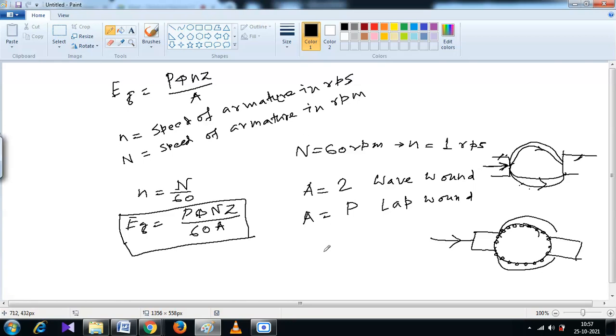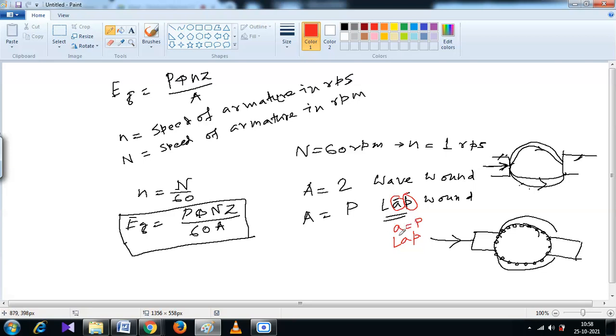And how to remember that? Either the number of parallel paths is 2 or P. And how to remember the lap type? In the word lap you can easily see there are two letters, one is A, another is P. So you have to remember that A is equal to P. That is lap type. A and P are in the word lap, so we have to remember it like that.